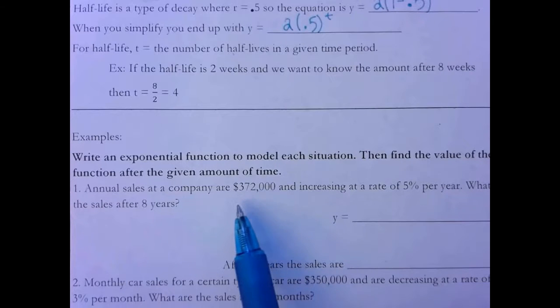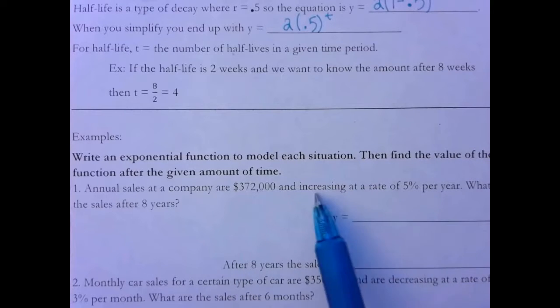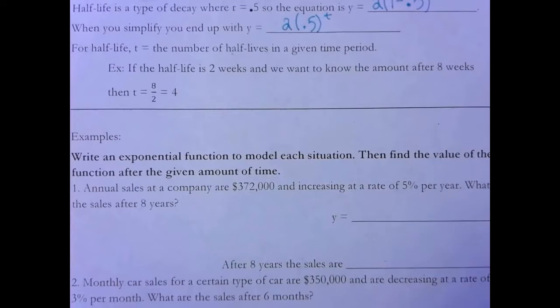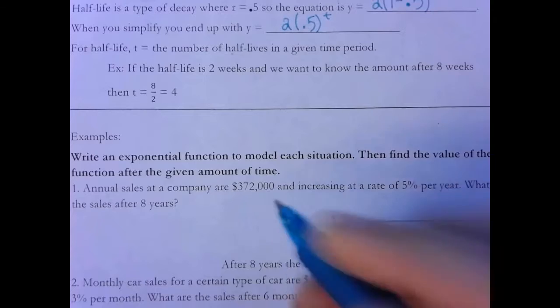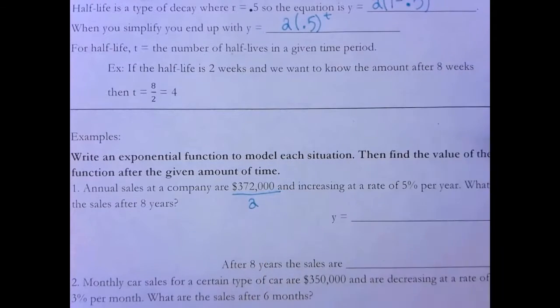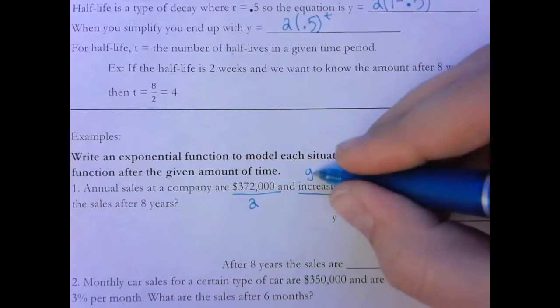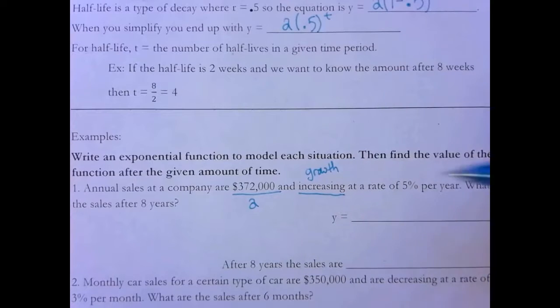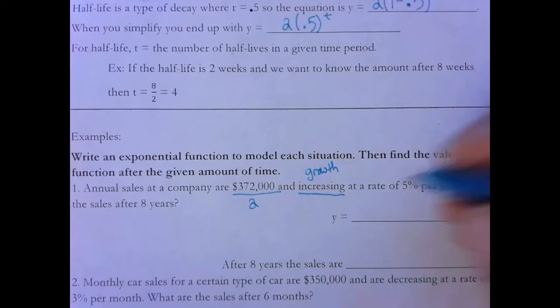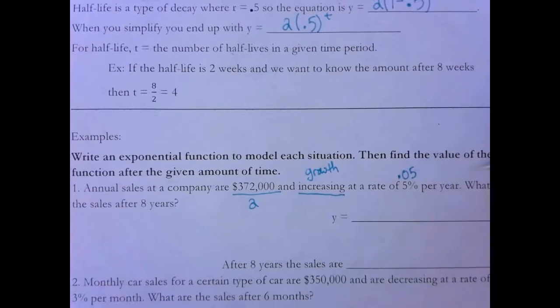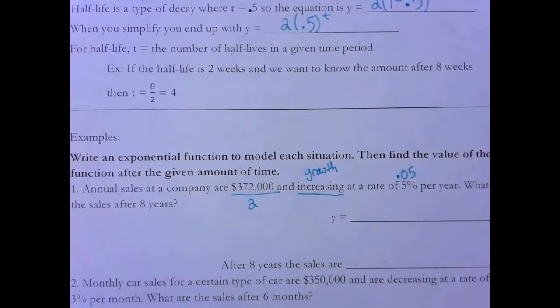Okay, we have a sales company. Sales at a company are $372,000, and they're increasing at a rate of 5% per year. We want an equation for this. This is our initial amount, our original amount, so this right here is A. That's how much we started off with. We are increasing, so that means we have growth. And our rate is 5%. But remember, we have to have a decimal for rate. What's the decimal for 5%? Well, that'd be 0.05.